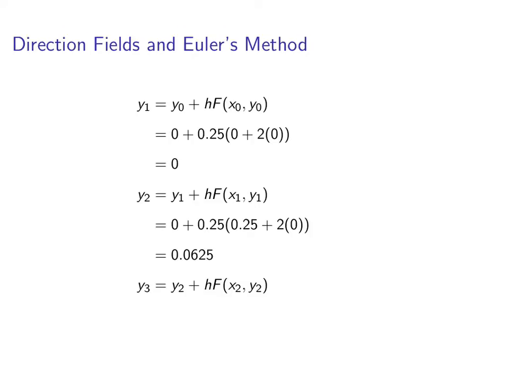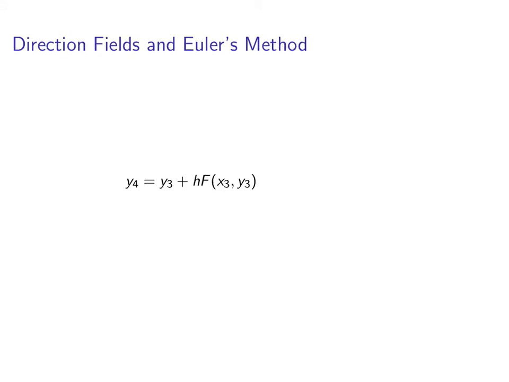All right, now we got y3 is equal to y2 plus h times f of x2 y2. Let's see, we remember that x2 is 0.5 and y2 is what we had just computed here. Okay, plug those in and now we get 0.21875.